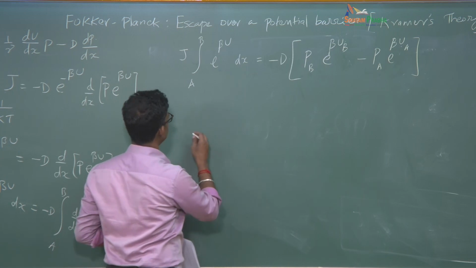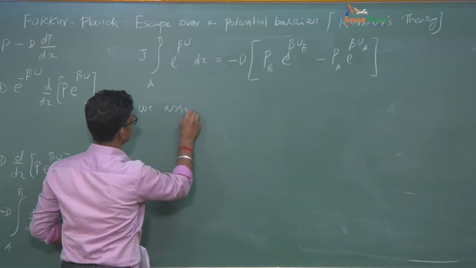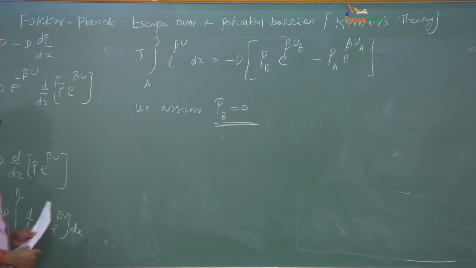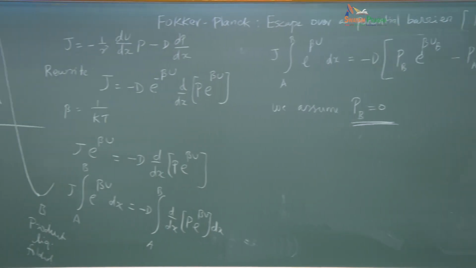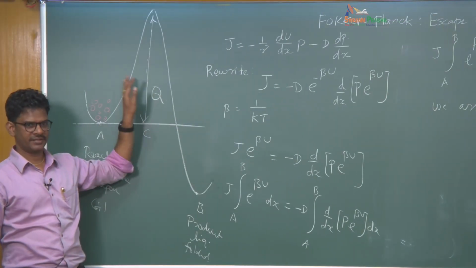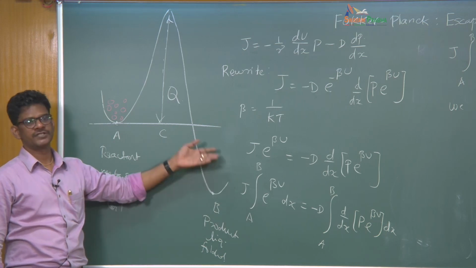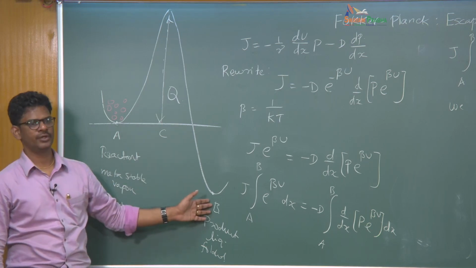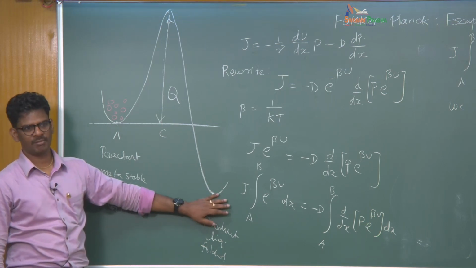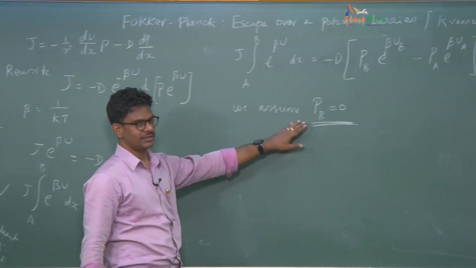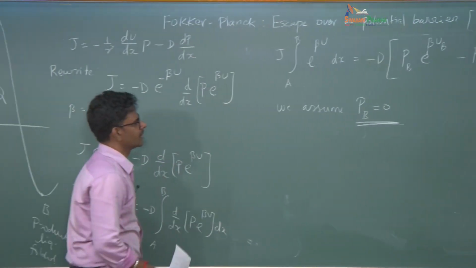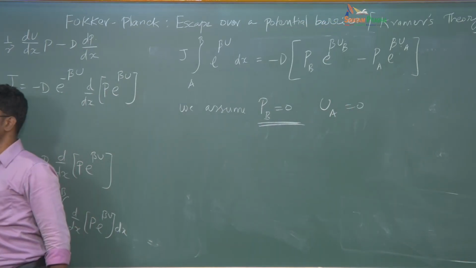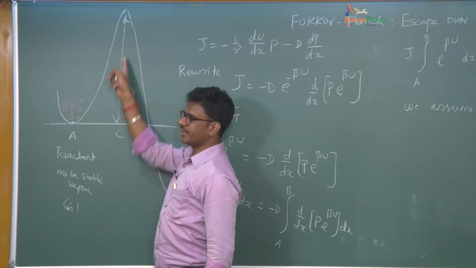Here we will assume that Pb is 0. Why do we say Pb is 0? Because this energy well is so deep, if a particle crosses, it's never going to come back. There is no reversible transition. It's an irreversible transition, so this is a deep well. A particle that goes to b is not going to come back. So the probability of finding a particle here is taken out of the system, so that is 0. And then Ua is 0 because that's our reference potential. With respect to here, the energy barrier is Q.